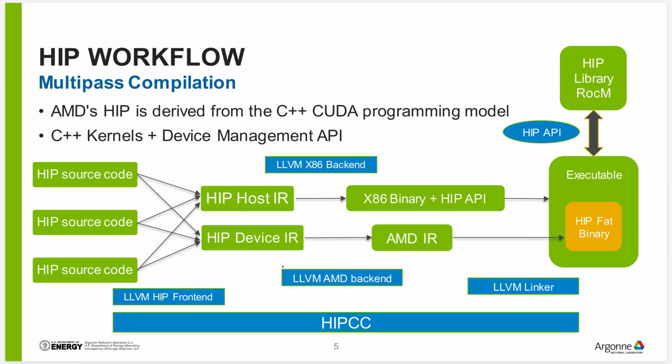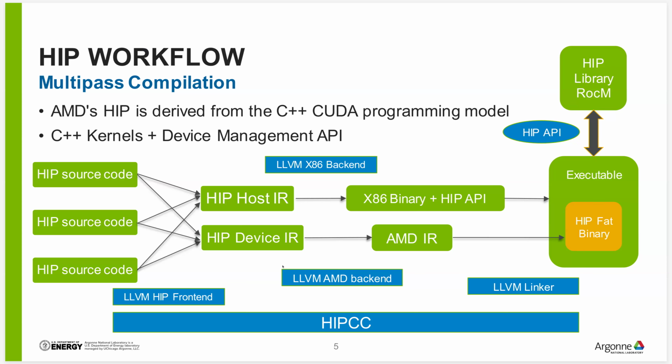And both the kernels and device management can be in C++. The HIP-based API is mostly a C API, which allows easy portability between compiler toolchains. So if you take HIP source code, a complicated project with several files, the idea is you will compile it once for the host and once for the device. That gives you LLVM intermediate representation for the host and for the device. So this is what the LLVM HIP frontend does.